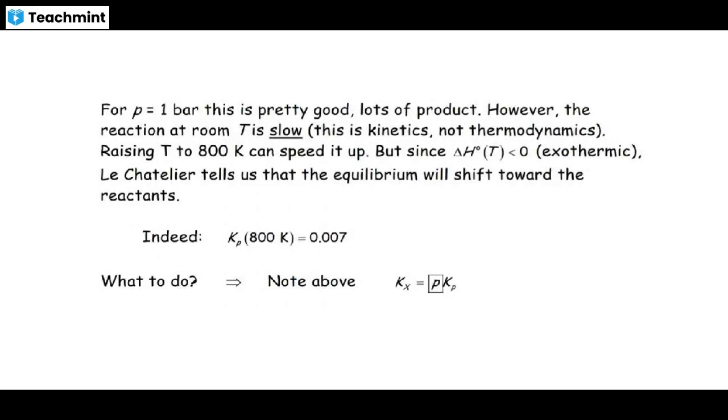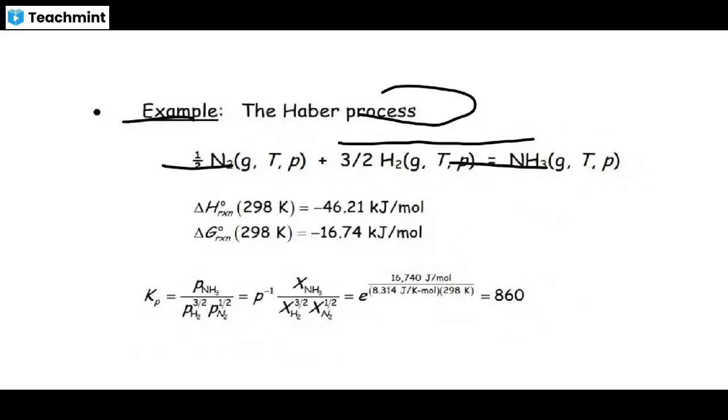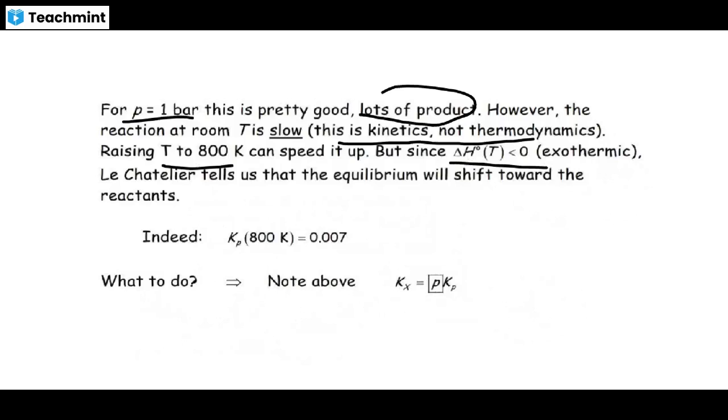However, the reaction at room temperature is slow. This is kinetics. For 1 bar, you get lots of product, but the reaction is very slow. So when you raise the temperature to 800 Kelvin, you can speed up the reaction. But since delta H is less than 0, here you see delta H is minus 46.21 kilojoule, negative means exothermic. So by Le Chatelier's principle, if you increase the temperature, the equilibrium shifts towards the reactant, because delta H is negative.